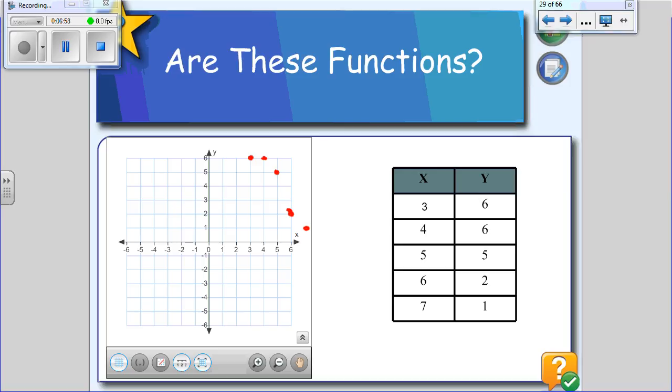If you want something to be a function, then it does not repeat any x values. Did we repeat any x values here? No, we didn't. So would this thing be a function? Yes. The answer is yes. It is a function.